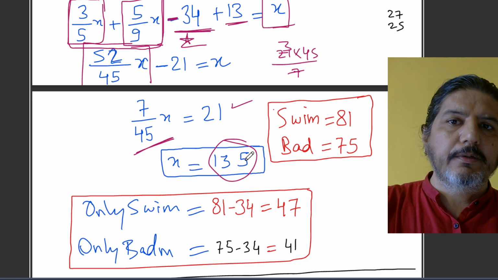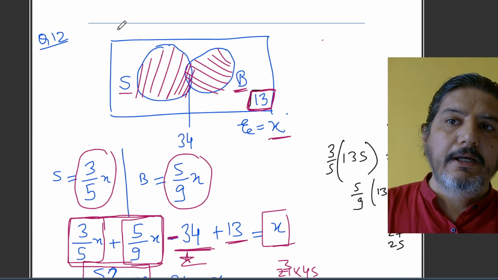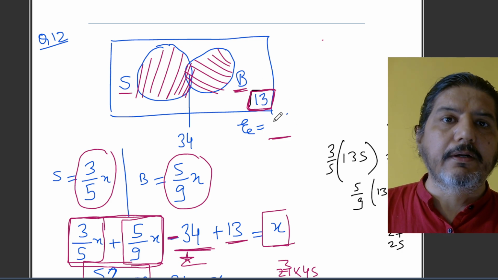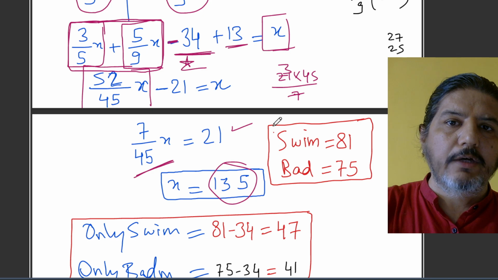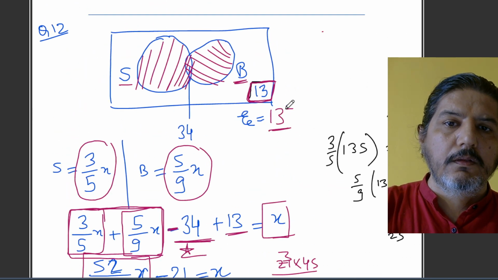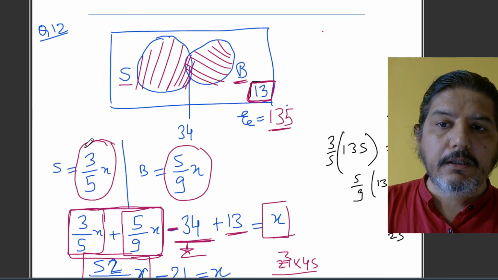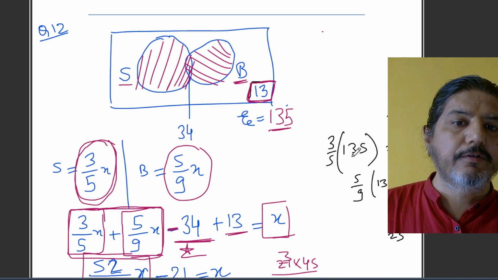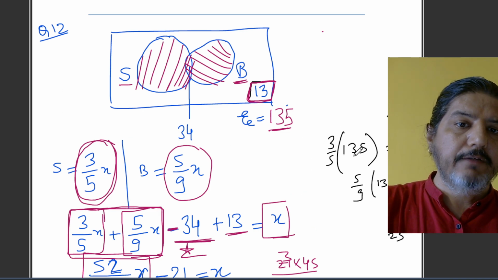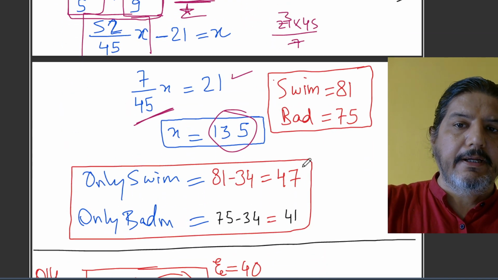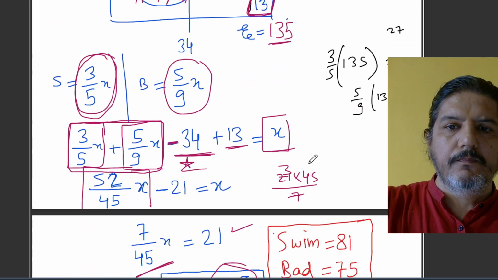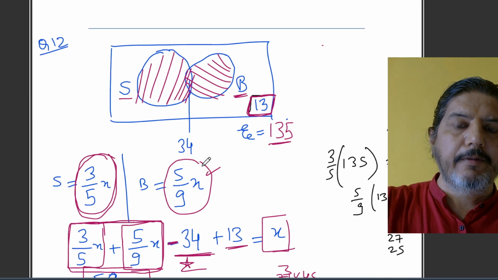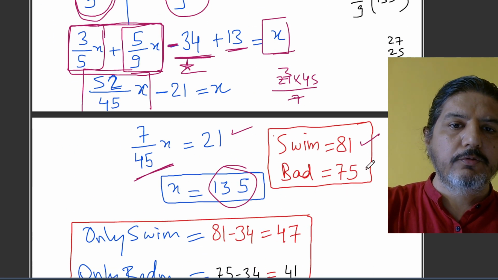So x is 135, but what is x? X is the total number, the universal number, that is x. So x would be equal to 135. Now I'll have to see the people who are there in swimming. So that would be 3/5 of 135. So 3/5 of 135, when I calculate, this will be equal to 81. Then people who like badminton is 5/9 of 135, that would be equal to 75.